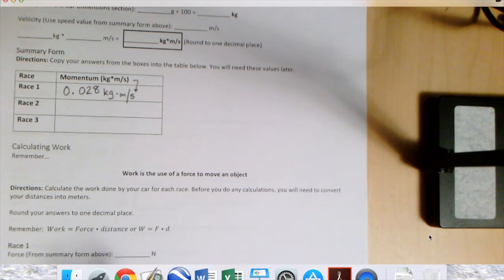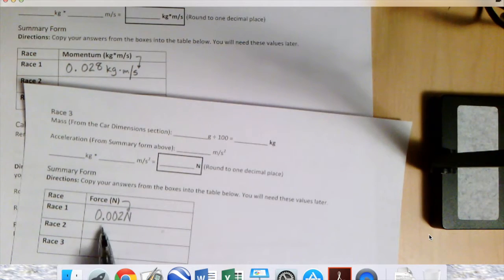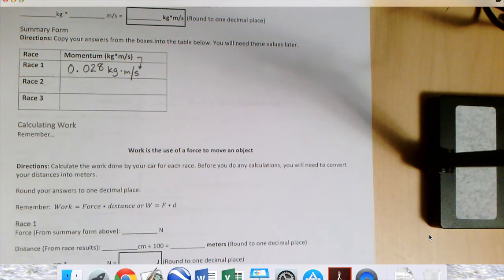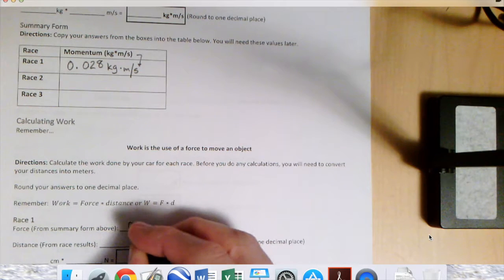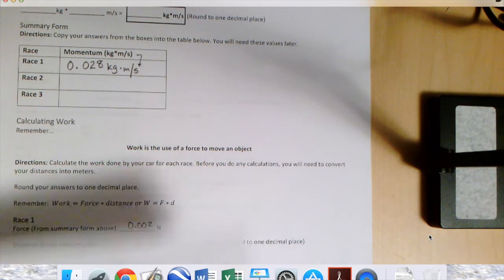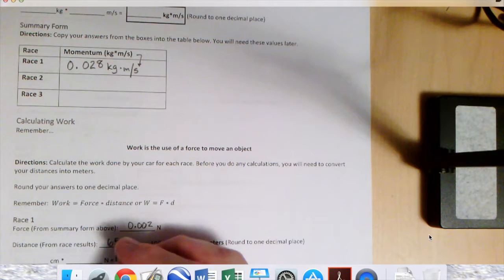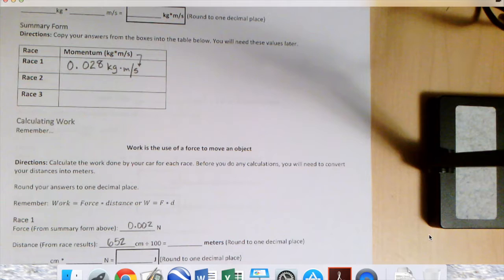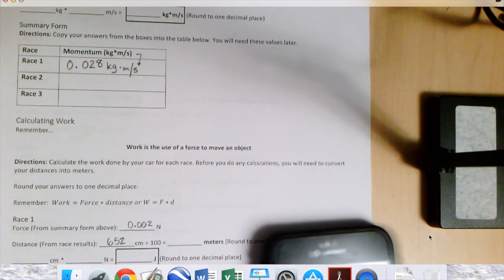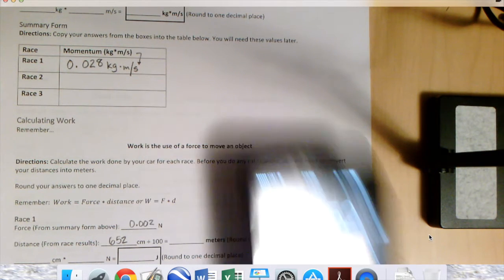So let's go back to race 1. We have this information. From the summary form above on force, we need to write what our force was. Remember, my force was right here, 0.002 newtons. So I'm going to write 0.002 newtons. Now, I need to put my distance of my first race, which, remember that? I'm going to put that right here, 652 centimeters. We need to convert this to meters. So 652 divided by 100 gives me 6.52.